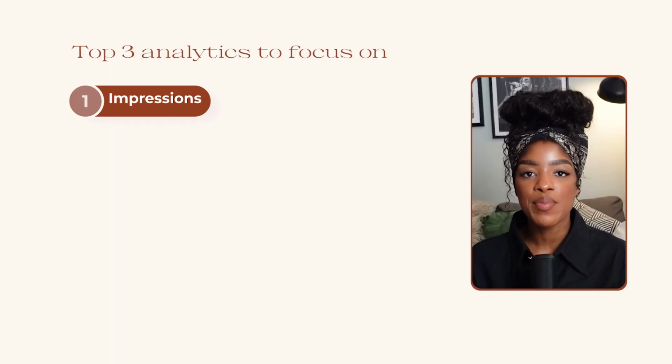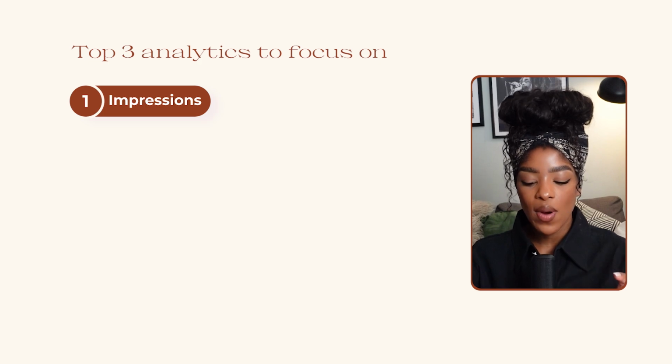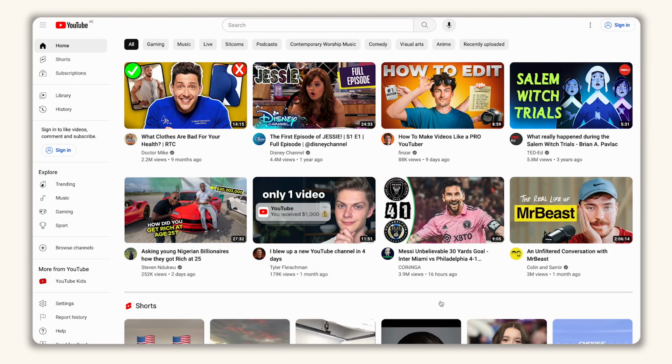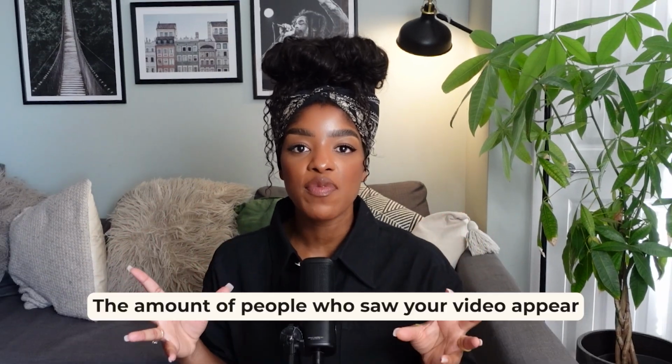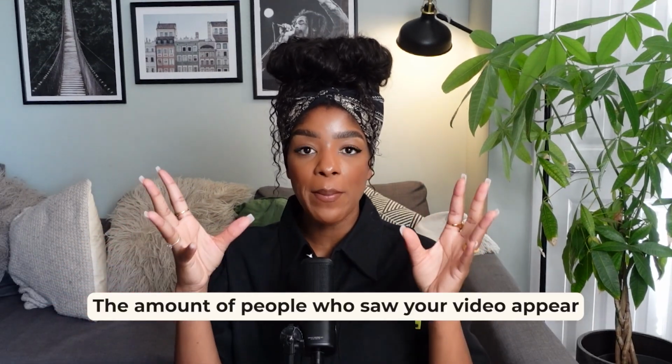The first is your impressions. Now, your impressions are quite literally the number of times your video appeared on someone's screen. For example, you open up YouTube and you see a bunch of videos and a bunch of thumbnails. All of those videos that you've just seen have just gained an impression because their video has been shown to you. This isn't views. This isn't the amount of people who clicked and then actually viewed part of your video. This is simply the amount of people who saw your video appear.